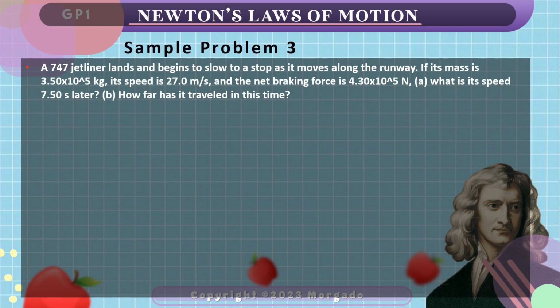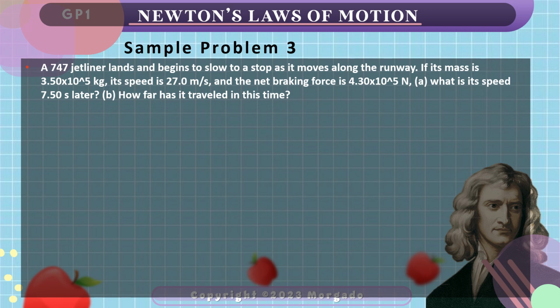For the last problem, we will try to incorporate the lessons we learned from the previous quarter about kinematics of motion. So for example, a 747 jetliner lands and begins to slow down to a stop as it moves along the runway. If its mass is 3.5 times 10 raised to 5 kilograms, its speed is 27 meters per second, and the net braking force is 4.3 times 10 raised to 5 newtons. What is its speed 7.5 seconds later, and how far has it traveled in this time?